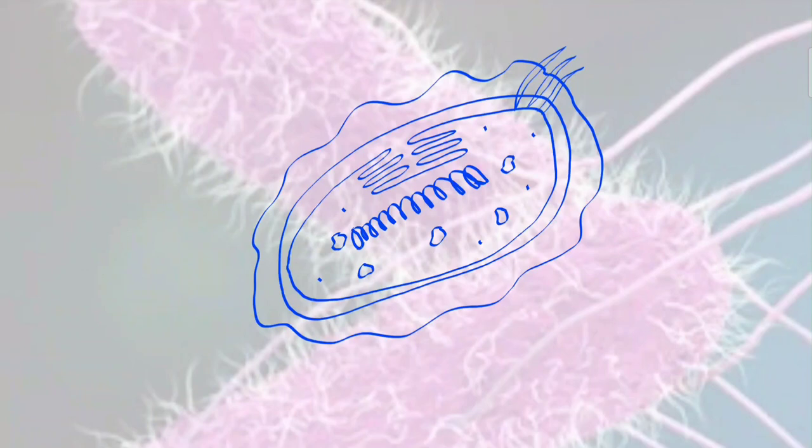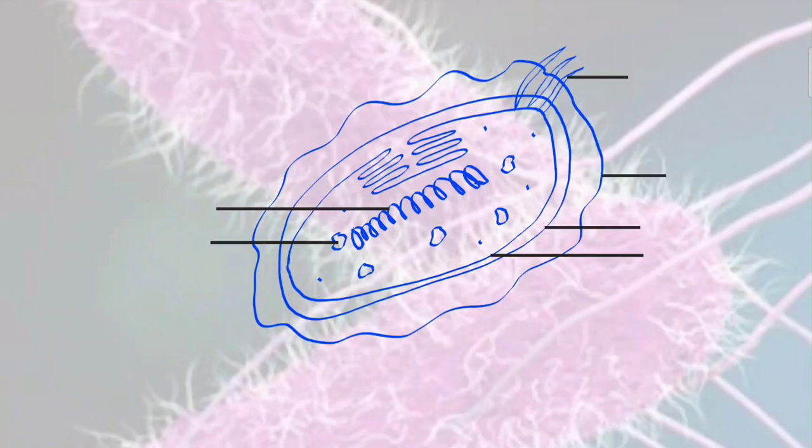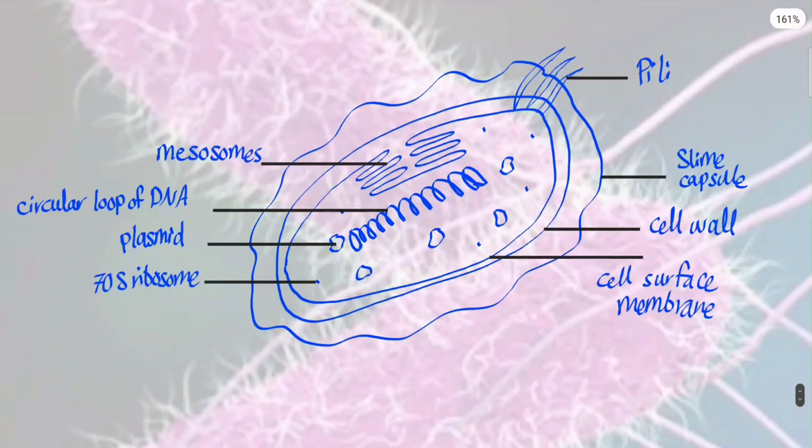So this was the structure we're taking. Now let's label them. This is the pili, slime capsule, cell wall, cell surface membrane, the plasmids, the circular loop of DNA, mesosomes enfolding. What else do we have in here? The 70S ribosomes. And here you go. This was the labeling of the prokaryotic cell.